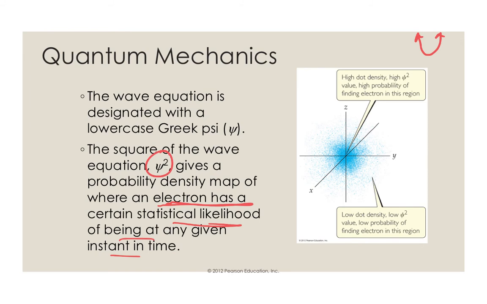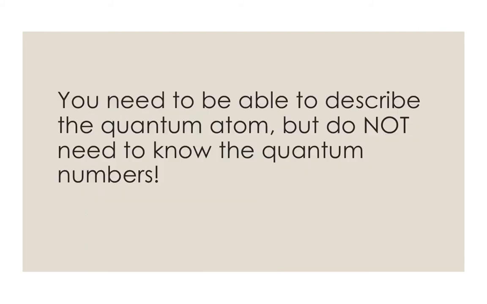And it turns out that these density maps are pretty regular. They form very nice regions that are well defined in terms of where those electrons might be found. All right, so we're going to talk about those regions, and it's important for you to know at this point, you need to be able to describe the quantum atom, but you do not need to know quantum numbers. So again, in the book, it'll go through a detailed discussion of the different quantum numbers. That is not required or necessary for you to know for AP Chem or the AP Chem test, or really for any chemistry for that matter. Shh, physical chemists might yell at me for saying that.